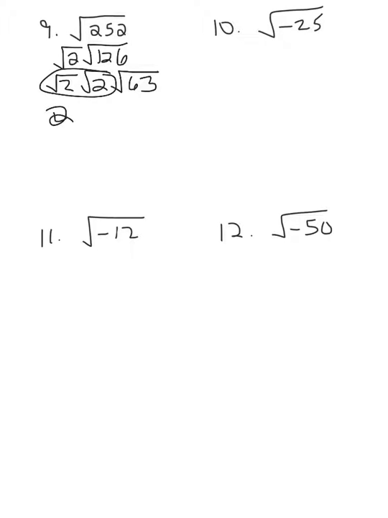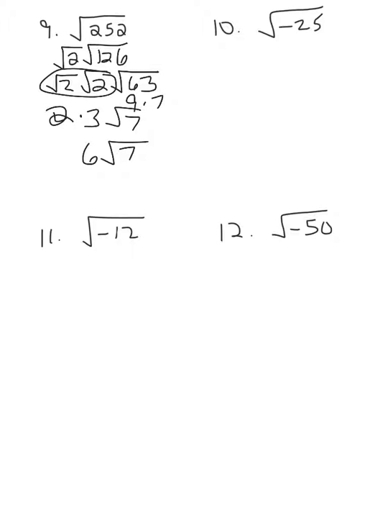Because then I got my pair of buddies, so that 4 is coming out as a 2. Okay? 63 is 9 times 7. Well, what's the square root of 9? 3 comes out, and the square root of 7 doesn't. So when I'm done here, I basically just got 6 square root of 7. Okay? Just to bust that one up.